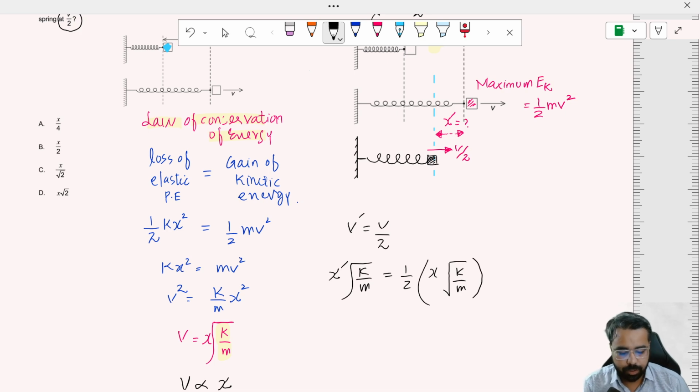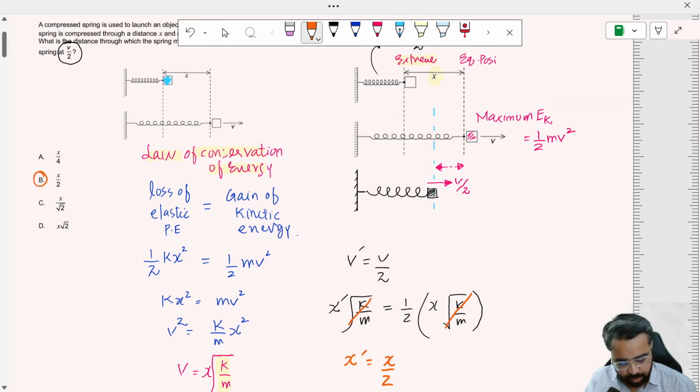That's simple. If velocity is proportional to x, then when the velocity is halved, it simply means that the displacement is halved as well. So you can cancel this one. That position will be x over 2. That's why the right option should be B. So at what displacement is it from the equilibrium position? That is x by 2.